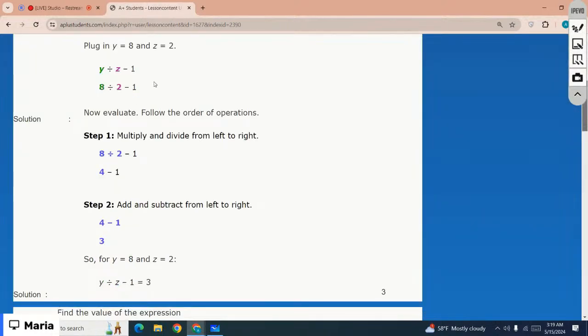Here you have 8 divided by 2 minus 1, right? You have to evaluate the mathematical expressions from left to right, right? So the first thing is you have to divide 8 by 2. When you divide, that is 4, and 4 minus 1 is 3. Okay, let's just start with the test questions.